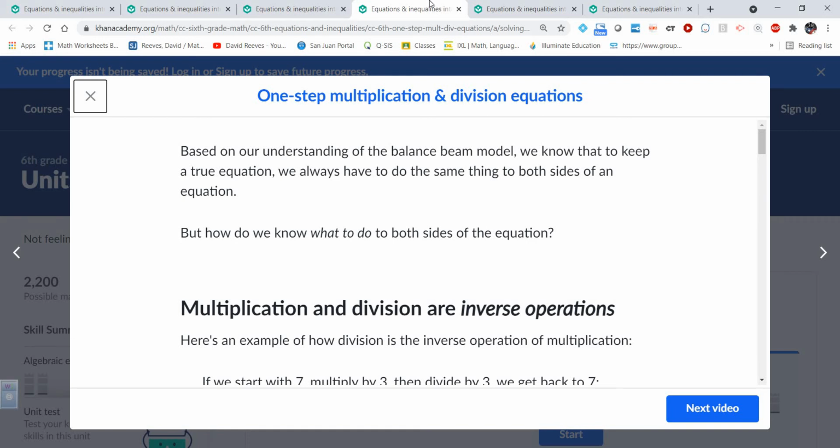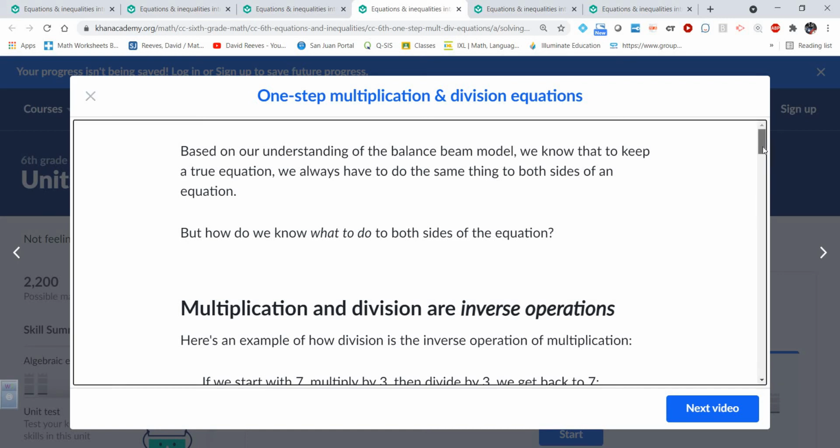Now, if you remember that video where we looked at visual representations, when you have multiplication, you can't take something away. What did we do? We divided them into equal groups. So the inverse of multiplying is dividing, and the inverse of dividing is, that's right, multiplying.